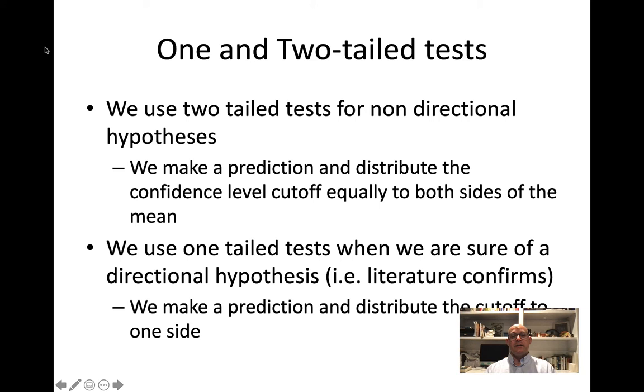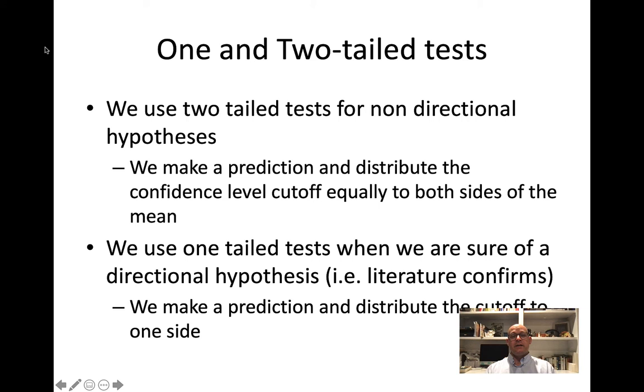Well, in sampling, we talked about the T distribution a little bit. If we use a means test, like a T test, what we're doing is seeing the difference between the two groups. And if one group is on this end or one group is on this end, we don't know. When we say, I don't know which group is going to be bigger, we have to test to see if the difference is going to be bigger or smaller. And so we allocate our probabilities to both tails of the T distribution over here. So in a two-tail test, we make a prediction that there's a difference, and we distribute the confidence level cutoff equally to both sides of the mean. In other words, we're saying we don't know if it's bigger or smaller, so it could be on either end.